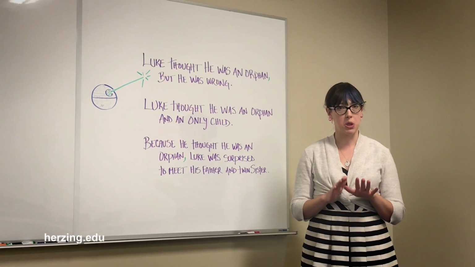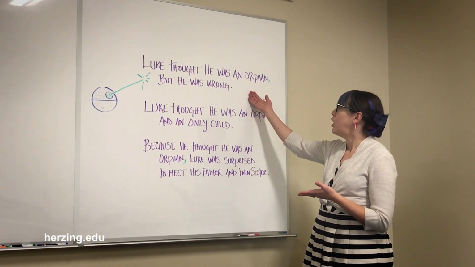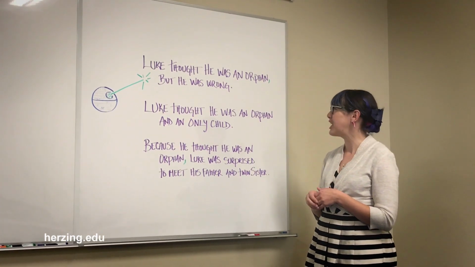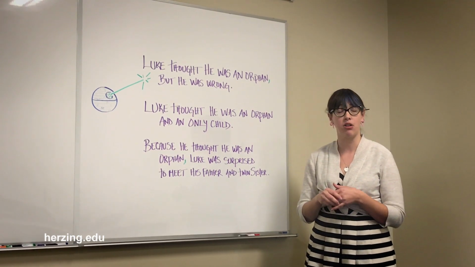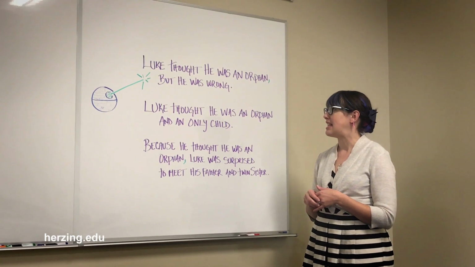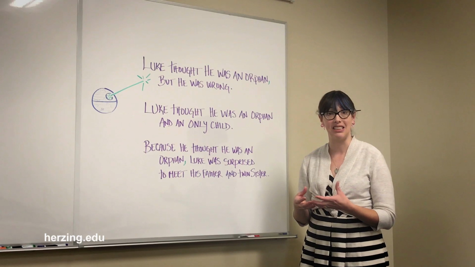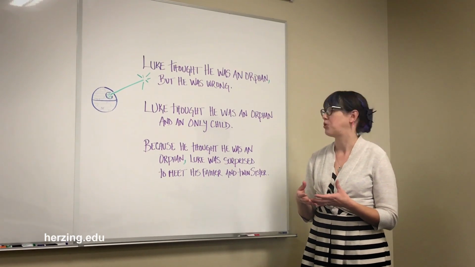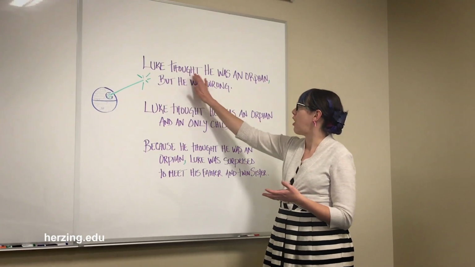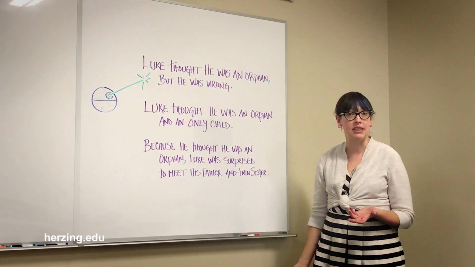So let's break that down and talk about what that means using three sentences as examples. Luke thought he was an orphan, but he was wrong. Here we have two independent clauses that have been joined with a conjunction. An independent clause is basically the part of a sentence that is a complete sentence before any extra information is removed. So here we have two complete sentences. Luke thought he was an orphan. He was wrong. Those are both complete sentences.